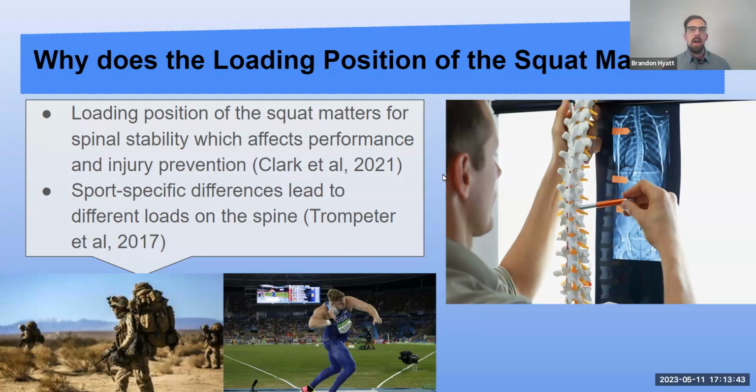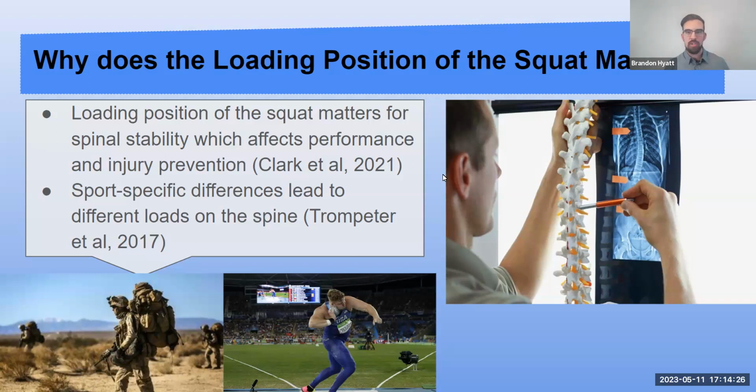I've got another slide that says why it matters. And I'm just going to say that over 85% of the population in their lifetime is going to have some sort of musculoskeletal injury. That comes from Trumpeter et al. in 2017. We're going to be working with people with past injuries, current injuries. They may get injured in the future. And we want to ensure that the squat exercise that we are having someone do helps keep their spine neutral. Because as the quote says from Clark et al., loading position of the squat matters for spinal stability. And that affects athletic performance, that affects injury prevention, and sport-specific differences lead to different loads on the spine.